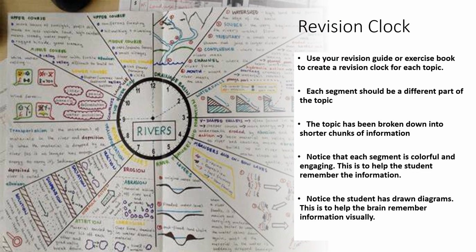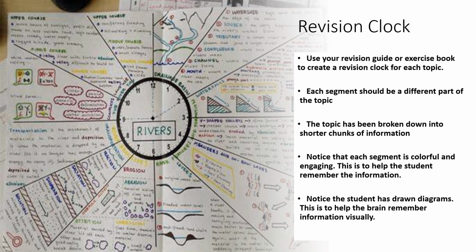A second useful revision technique is to create a revision clock. Again, these are really cheap to make because you can use an exercise book or a blank piece of A3 paper. Each segment would be divided into a different part of the topic, so you could have one section that was keywords. If, like the example on the board, this is about rivers, one section could be upper course, one section could be middle course, one section could be lower course.